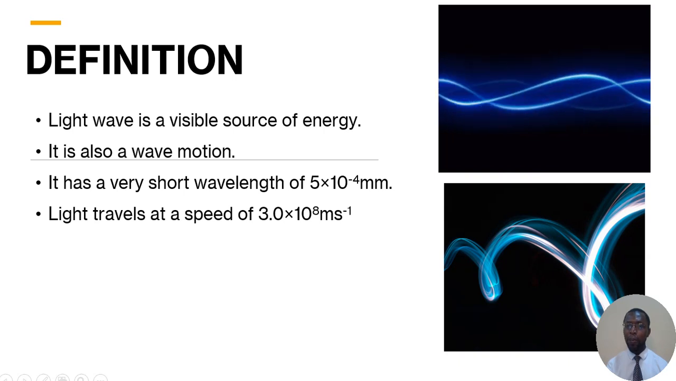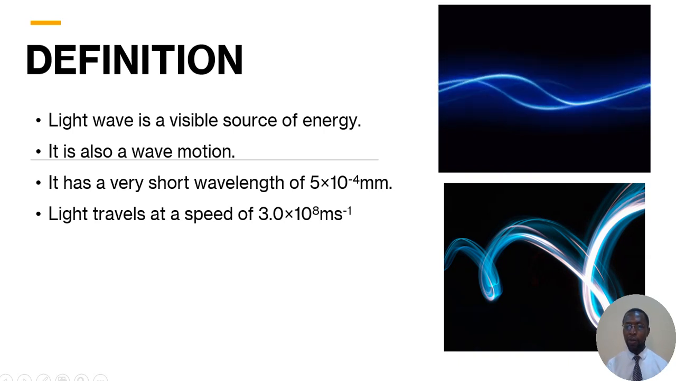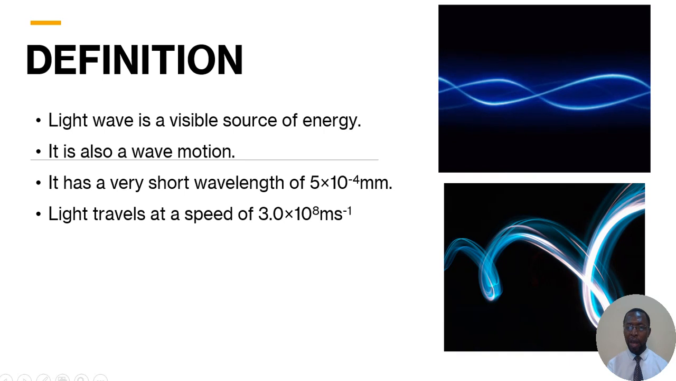A wave is simply a disturbance. You can see that it's moving. That's why it is called a wave motion. And it has a very short wavelength. When we talk about wavelength, that's the distance that a wave can cover in one cycle. Very short, and the distance is 5 times 10 to the power minus 4 millimeters.